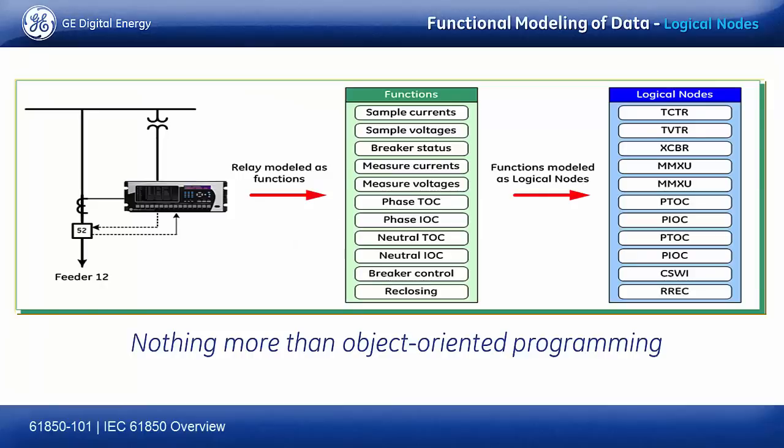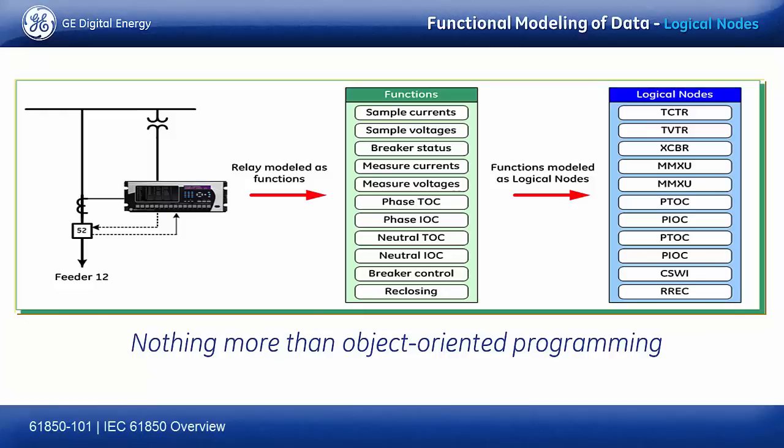So let's talk about logical nodes, functional modeling of data. I did something simple. I took a feeder relay. For our case, it'd be like an F60, one of the URs, but I took a feeder relay. I got it hooked up. It's protecting feeder 12, so it needs to measure currents. It measures voltage from the bus. It measures currents from here. It knows the status of the breaker. It can control the breaker.